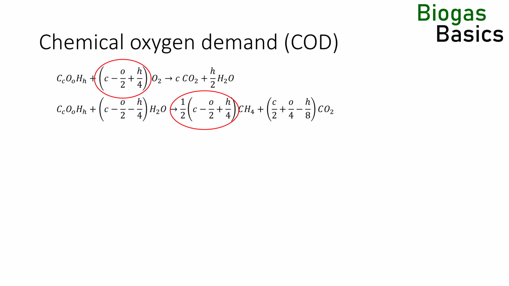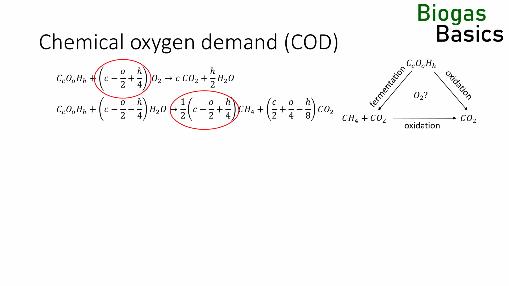We can see that if we visualize the reactions. Substrate can either be oxidized directly to CO2, or it can be fermented to methane and CO2 first, and in a second step the methane can be oxidized to CO2. Both pathways lead to the same outcome, CO2, and require the same amount of oxygen. We can write the oxidation of methane. In total, 2 molecules of O2 are required to oxidize 1 molecule of methane.